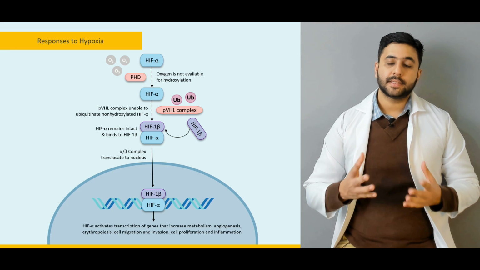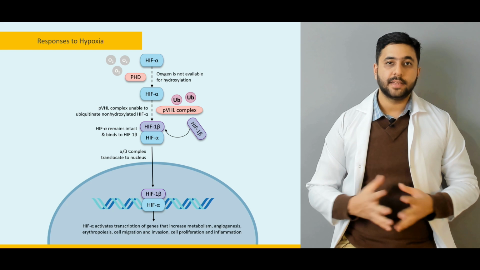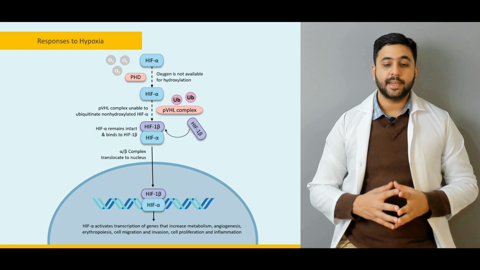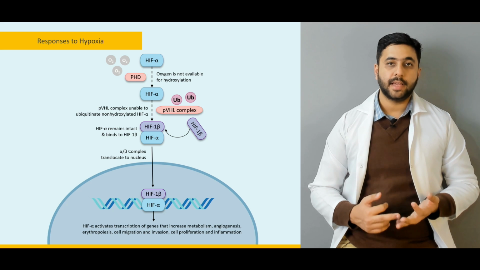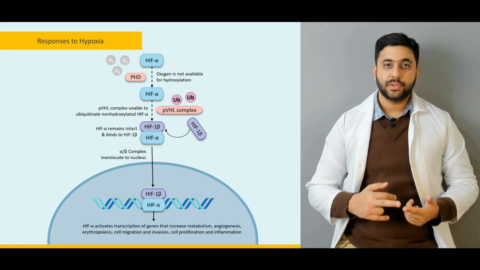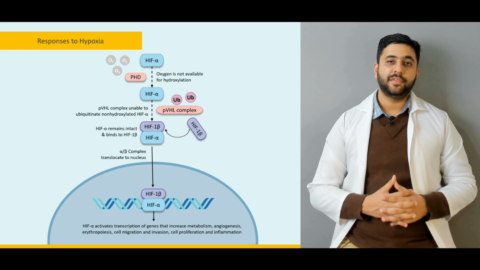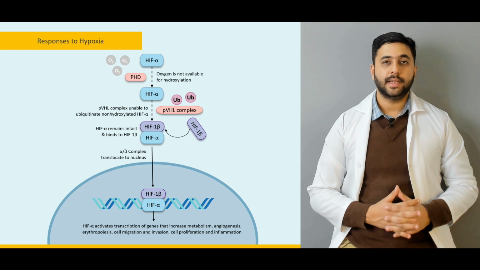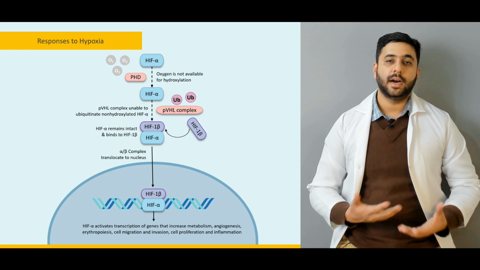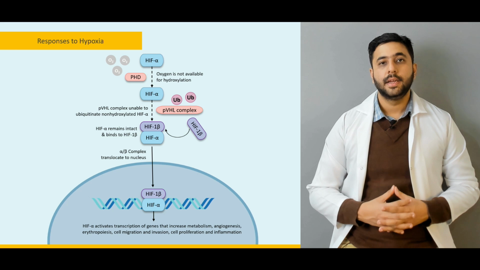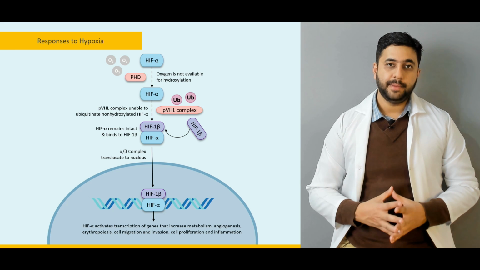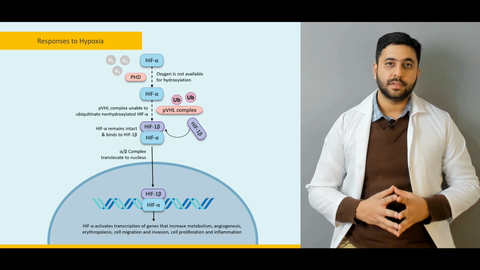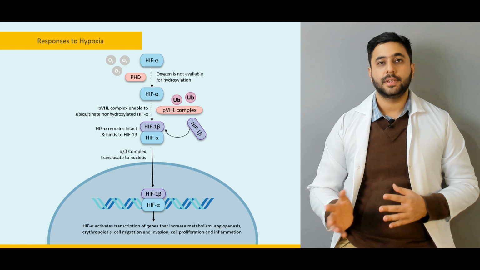This can move into the cell, translocate to the nucleus, and induce the activation of transcription of the genes that can increase metabolism, angiogenesis, erythropoiesis, cell migration, invasion, and eventually cell proliferation and inflammation. All these steps, for example erythropoiesis or angiogenesis, are meant to upregulate the RBC concentration or the increase in hemoglobin availability, which can compensate for the hypoxia.